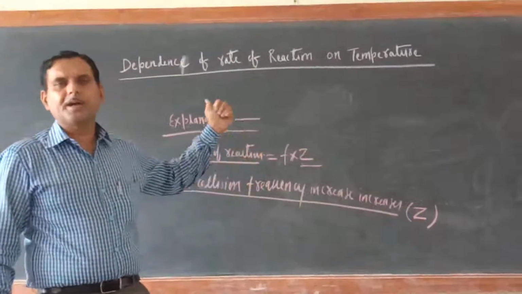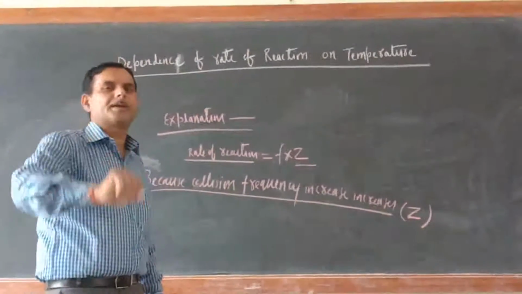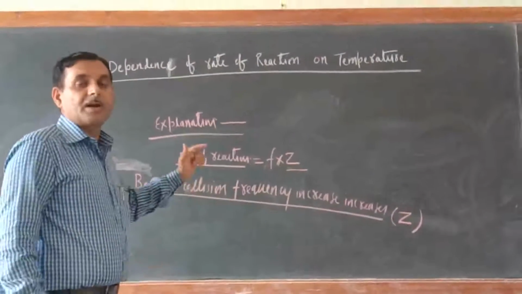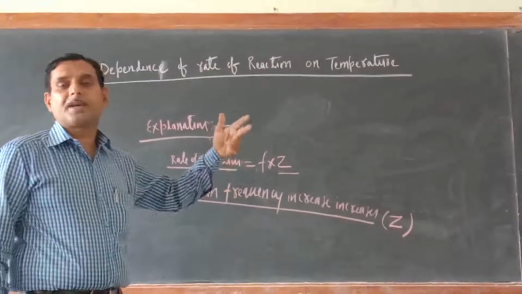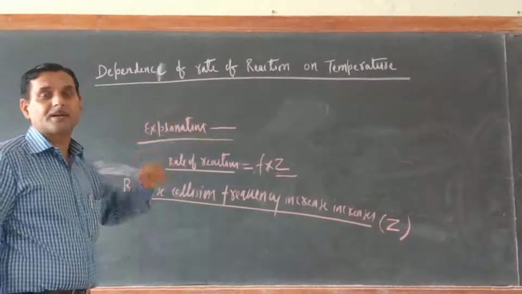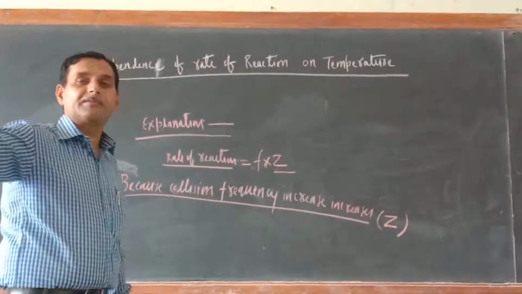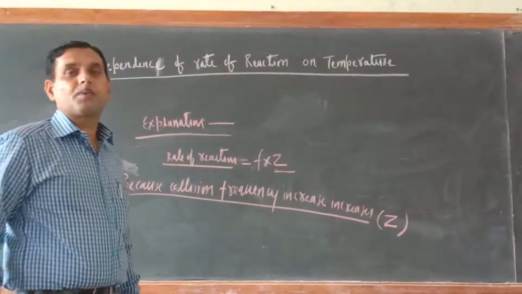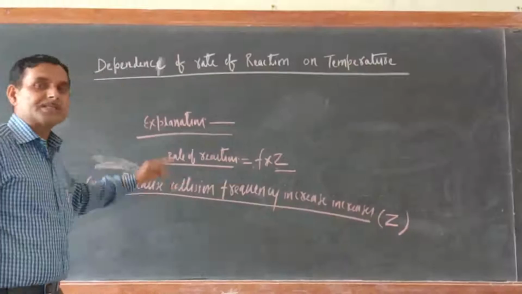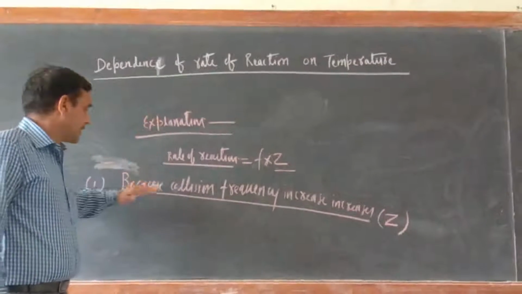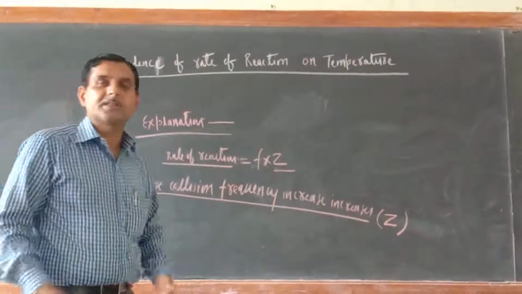Since the beginning of this topic, I told you the example of N2O5 at two different temperatures. When the temperature was 273 Kelvin, the rate constant value was 7.58 times 10 raised to the power minus 7. When the temperature increases to 298 Kelvin, it reaches 3.58 times 10 raised to the power minus 5. It means when the temperature increases, the collision frequency increases, hence the rate of reaction increases.